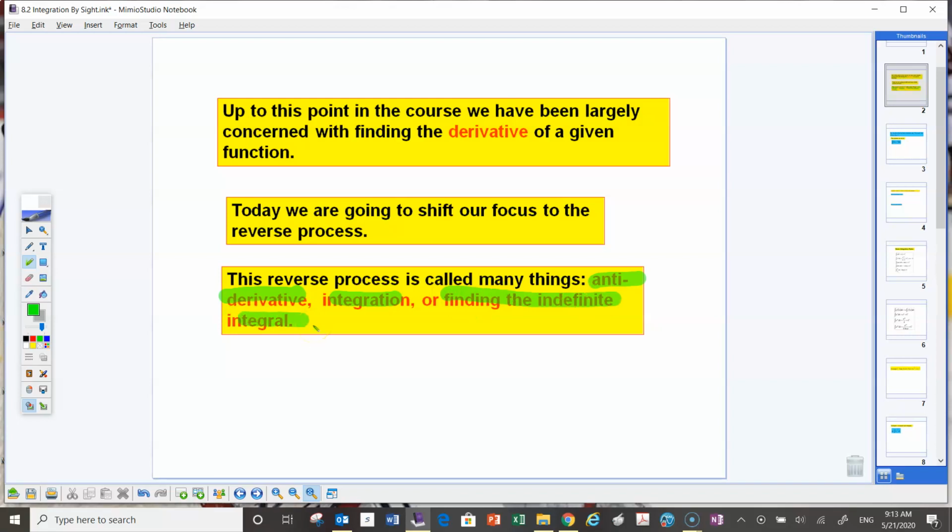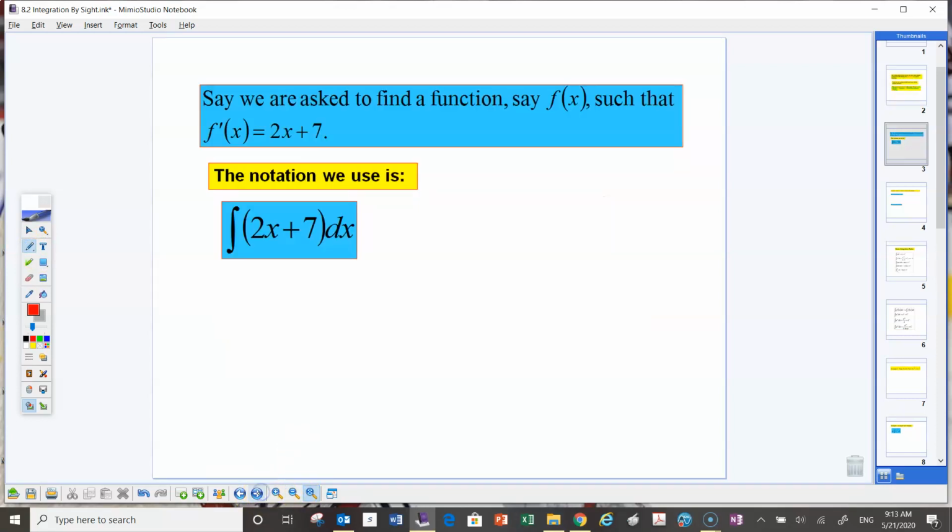Those all mean the same thing, just like for a derivative, f prime, dy/dx, slope of the tangent line, instantaneous rate of change all meant the same thing. The antiderivative has many different terminologies for the same thing. So say we're asked to find a function f of x such that its derivative is 2x plus 7.